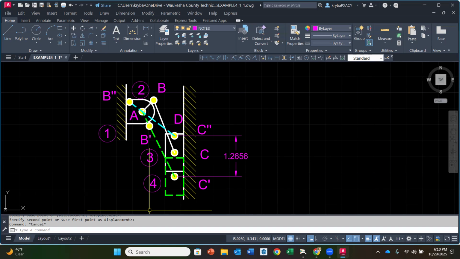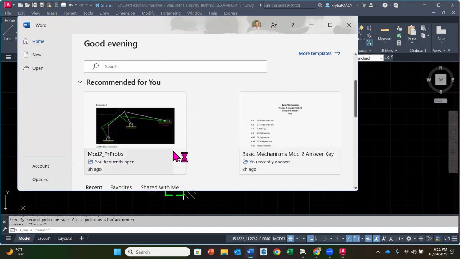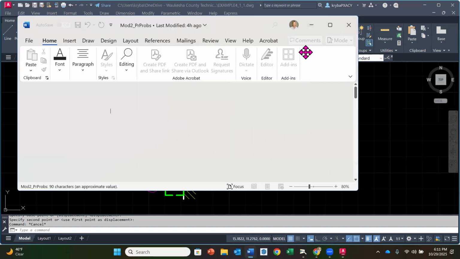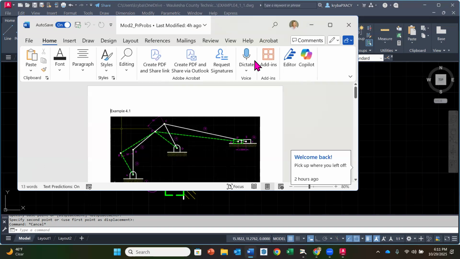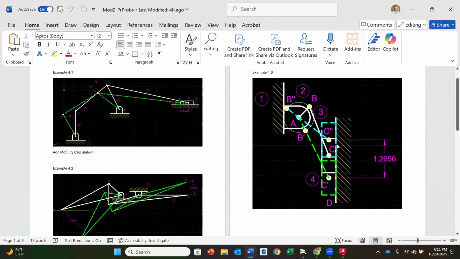Okay. So any questions so far on this one? Okay. Now, what you want to do is go over and find your document that you started where you did the first 2 practice problems for Module 2. So I'm going to go to my Module 2 practice problems, and I'm just going to pull up my Word document here. And what I did earlier today was add my illustration for example 4.6. You're going to notice here that this is the illustration with the dimension for that overall stroke.